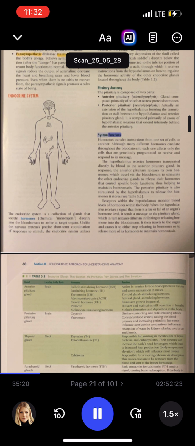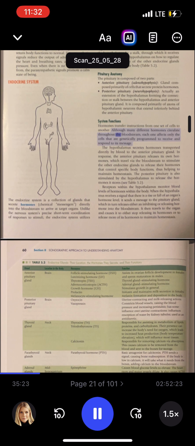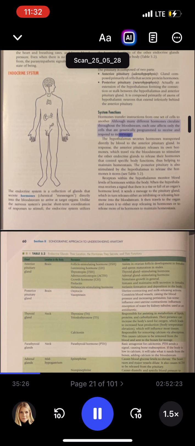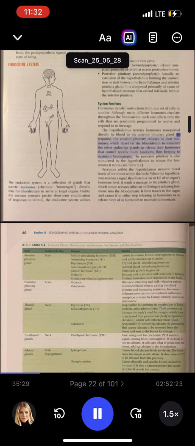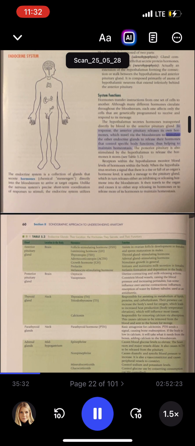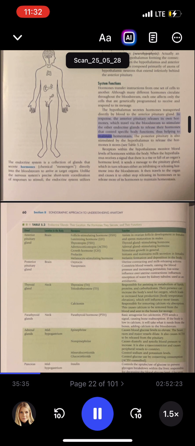System functions. Hormones transfer instructions from one set of cells to another. Although many different hormones circulate throughout the bloodstream, each one affects only the cells that are genetically programmed to receive and respond to its message. The hypothalamus secretes hormones transported directly by blood to the anterior pituitary gland. In response, the anterior pituitary releases its own hormones, which travel via the bloodstream to stimulate the other endocrine glands to release their hormones that control specific body functions, thus helping to maintain homeostasis.